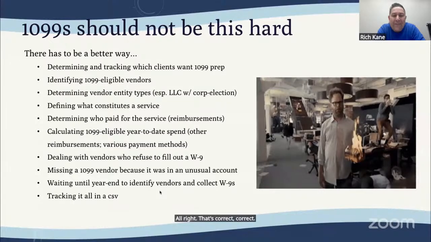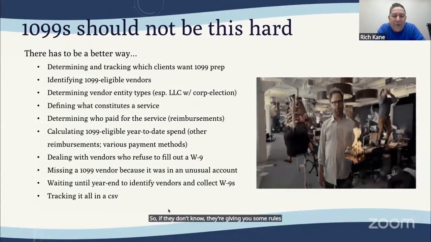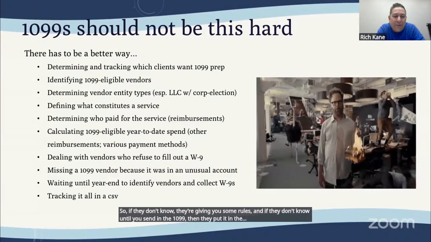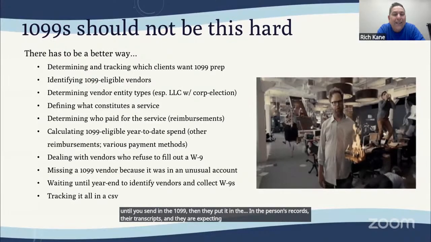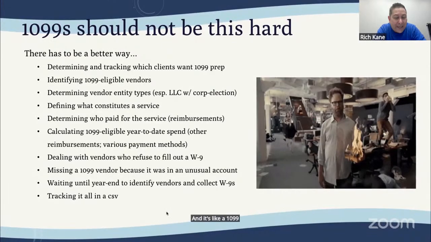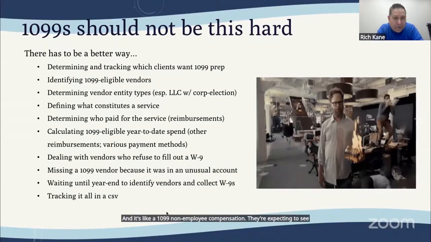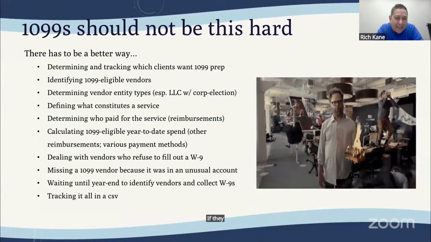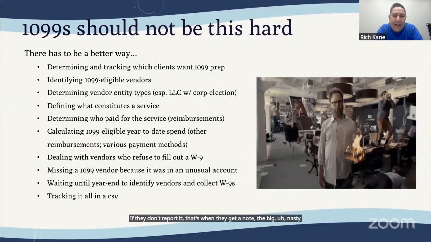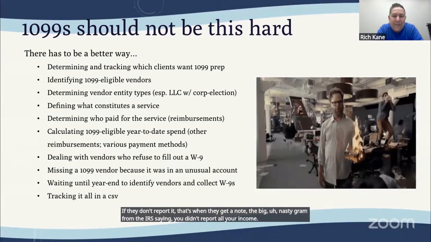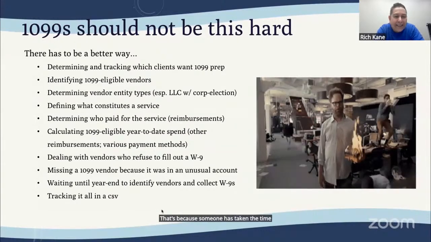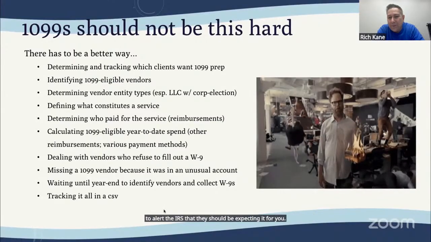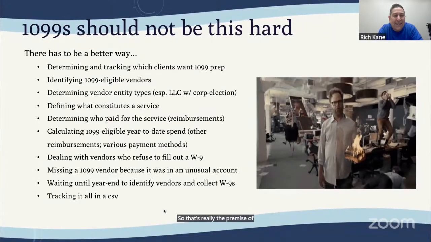Correct. So they don't know until you send in the 1099, then they put it in the person's records, their transcripts, and they are expecting to see it, like a 1099 nonemployee compensation, on that person's tax return. And because you've reported it to them, if they don't report it, that's when they get a note, the big nasty gram from the IRS saying you didn't report all your income. That's because someone has taken the time on any 1099 form to alert the IRS that they should be expecting it from you.